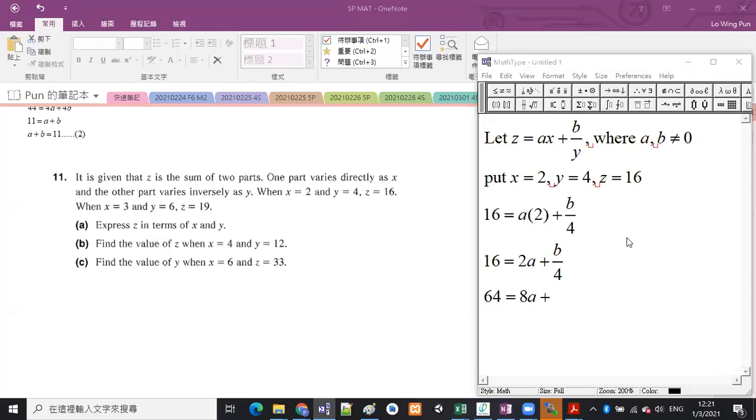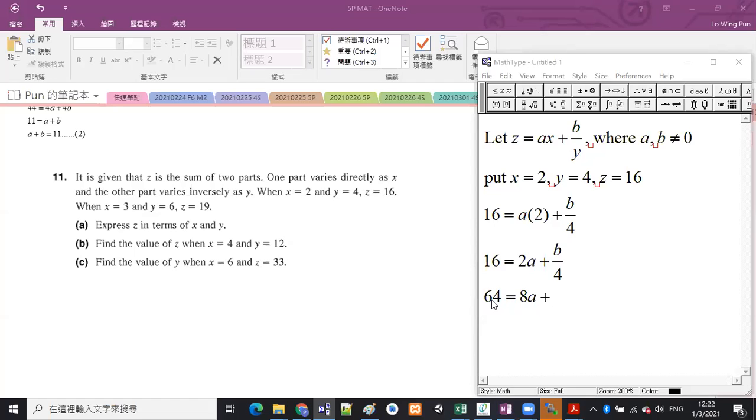Sorry. And so we let Z to be this, and then put the first group of numbers into our equation, and then simplify every term. But we have a fraction here. This fraction is adding to the other term, so we cannot just multiply the 4 to the left-hand side. We need to multiply 4 to each term in the equation.